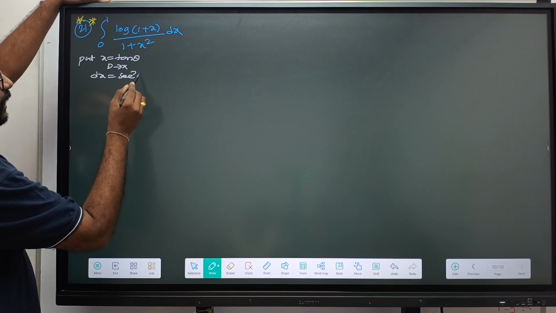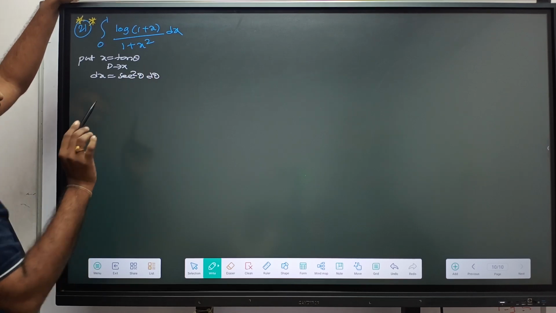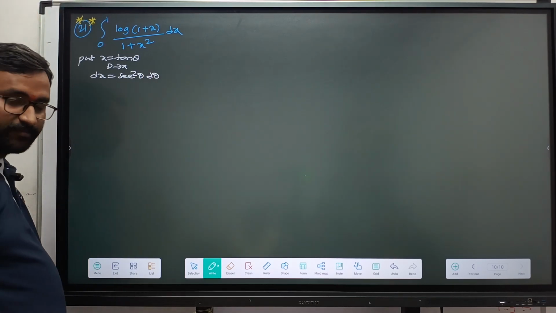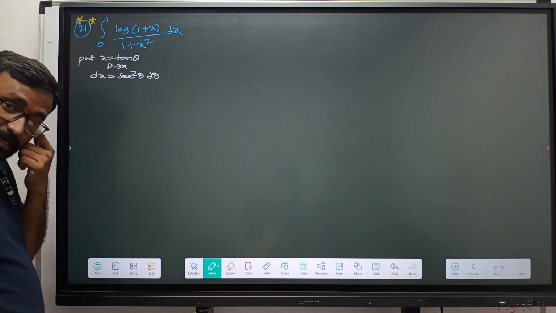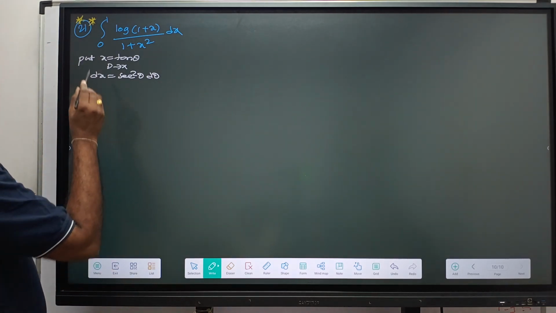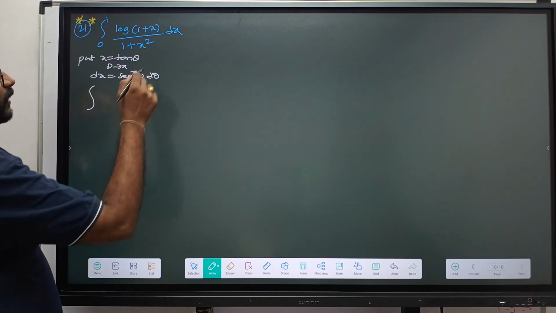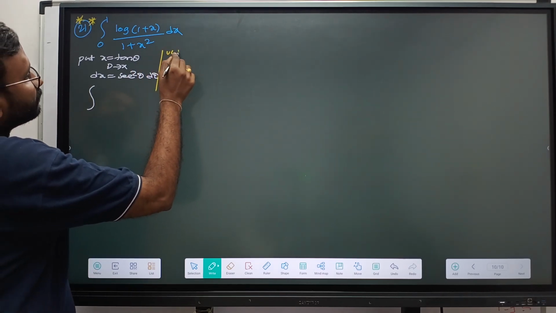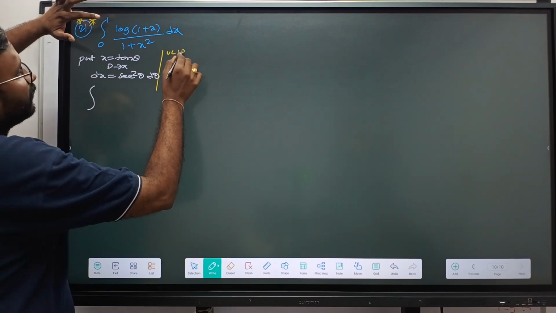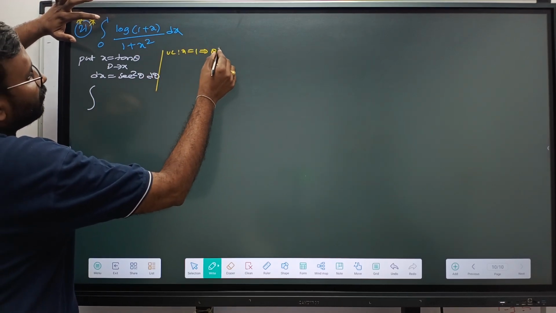Secant square theta. Differentiation of tan x is secant square x only, na? So dx is secant square theta d theta. Now substitute in the integral. We need to change the limits also, na? Upper and lower. Upper limit: what is the upper limit? When x is equal to 1, theta is equal to pi by 4.